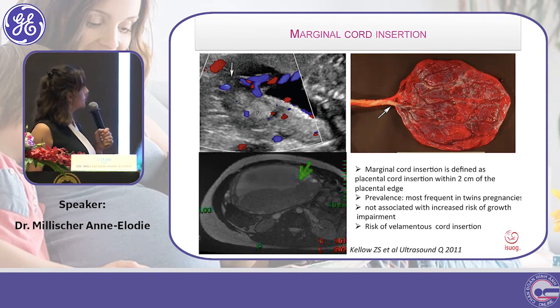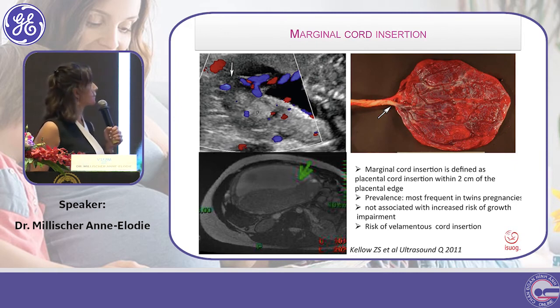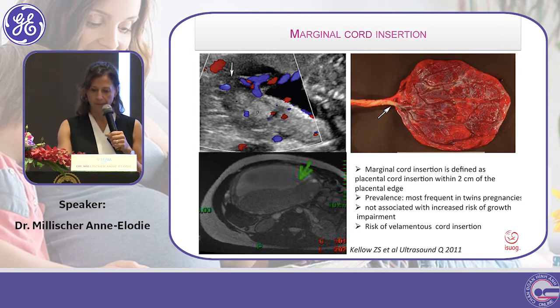And once again, this marginal insertion, the risk is the filamentous cord insertion. Và cái loại hình bám của dây rốn này nó sẽ tăng cái nguy cơ mà dây rốn bám màng. That can lead to an increased risk of growth impairment. Do đó nó cũng sẽ tăng nguy cơ thai tăng trưởng, bất thường trong tăng trưởng của thai.